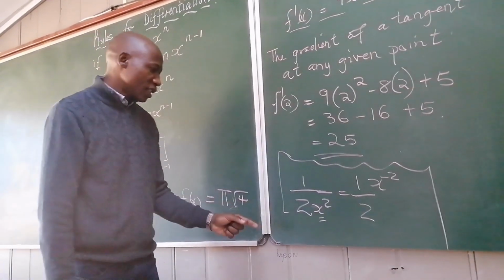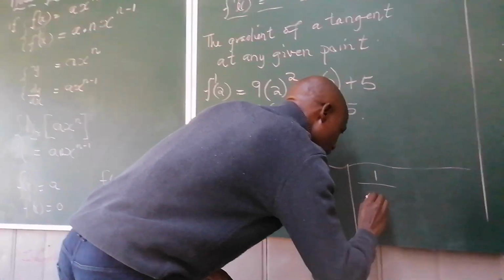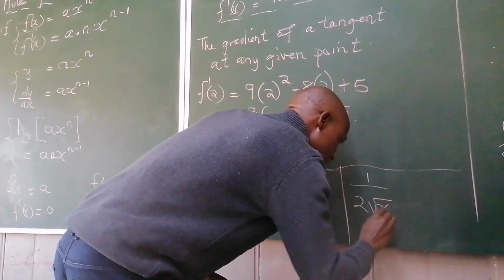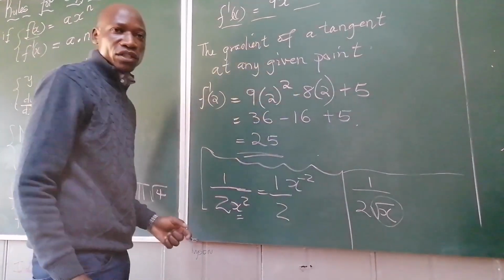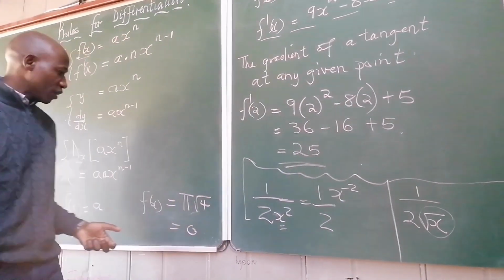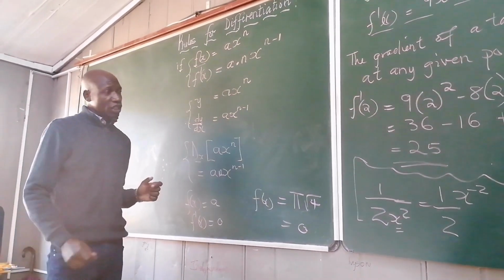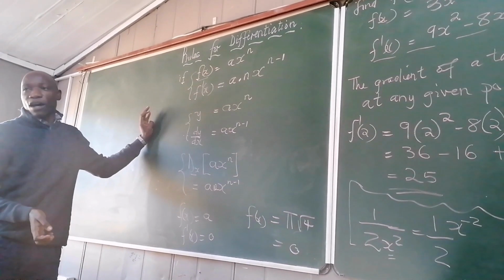You'll see this one a lot. In some instances, it can be 1 over 2 root x also. It means this one is only the problem. It should go to the top. This fraction 1 over 2 is okay. So these are some of the nitty-gritties that you need to check when you do differentiating from the basic rules.